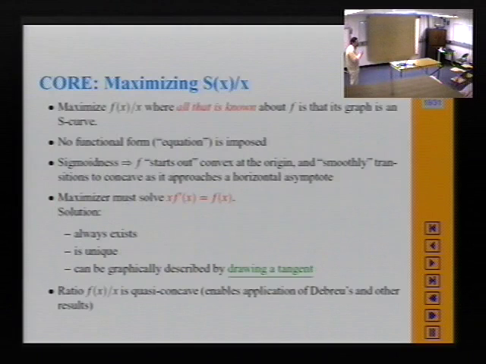So what do we know about this maximization? If we know that h of x is an S-curve, and we have to maximize this ratio, and we don't know anything else, we already know a few things. For example, the maximizer must solve this equation. Sometimes those of us starting in engineering are very naive, so we write something like that and then say, the solution of this equation is so and so. Why should we say the solution? We don't know if there is a solution. In principle, we don't know.